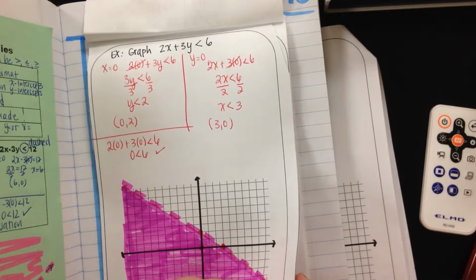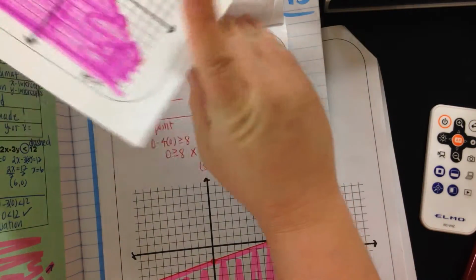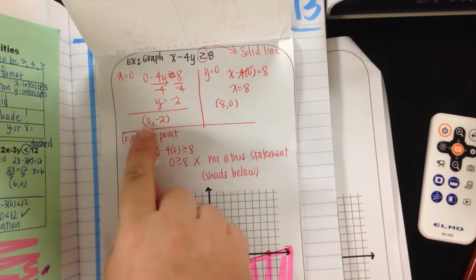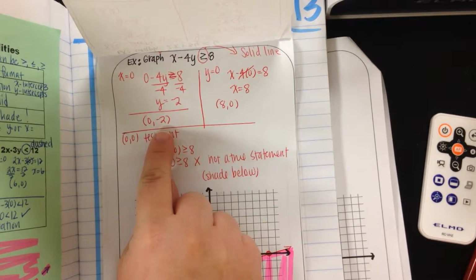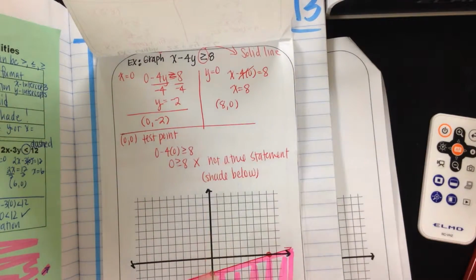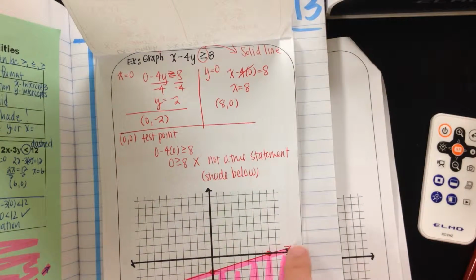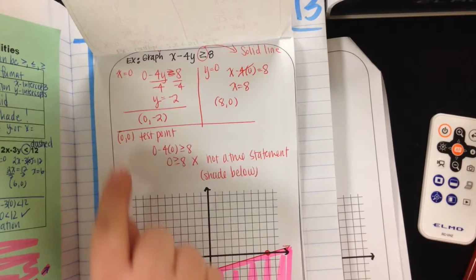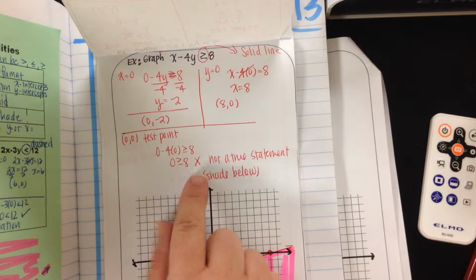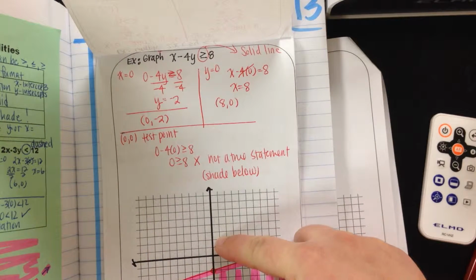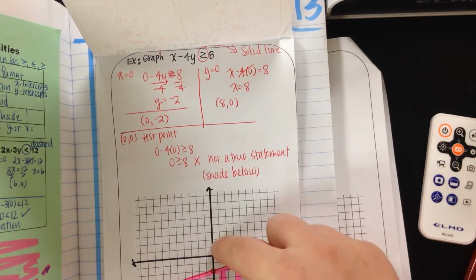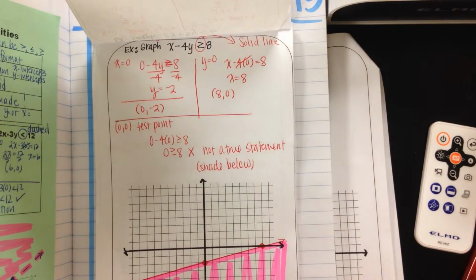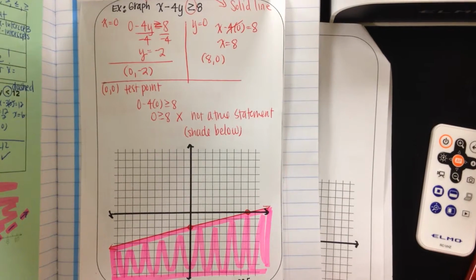Okay, page 5, guys. Quiet up, please. A little loud. Page 5, guys, you should have gotten (0, -2) as your y-intercept, and then (8, 0). And so your graph with a solid line would be there. When we tested (0, 0), it did not satisfy. So we would shade below the line here because that (0, 0) is not included. Okay? Questions so far?